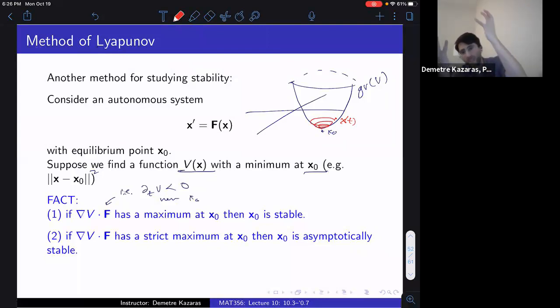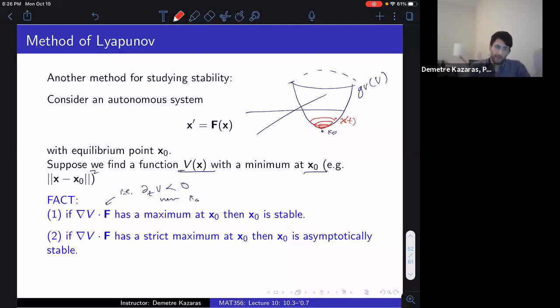So, in other words, the solution has to be going kind of downwards on the graph of V. The gradient of V dot f having a maximum means that the time derivative is negative, so your solution is kind of like sliding down the graph of V, you could imagine. So that will mean that x naught is a stable equilibrium point.